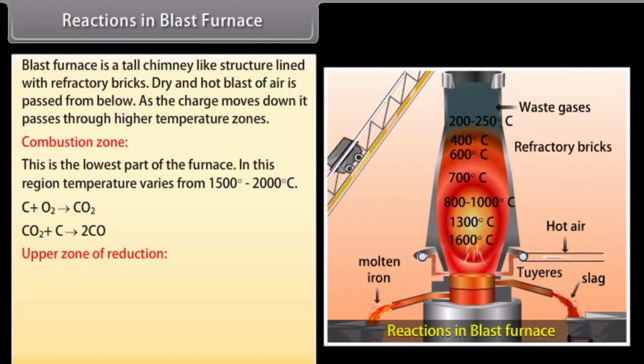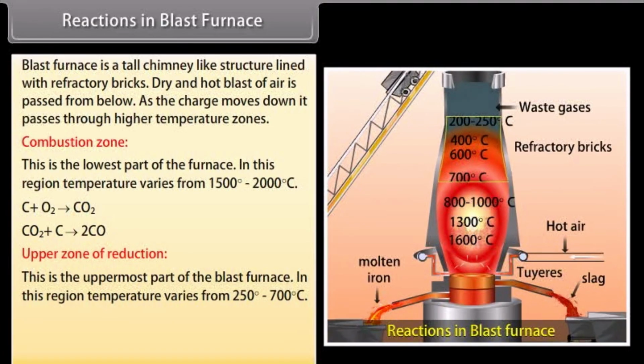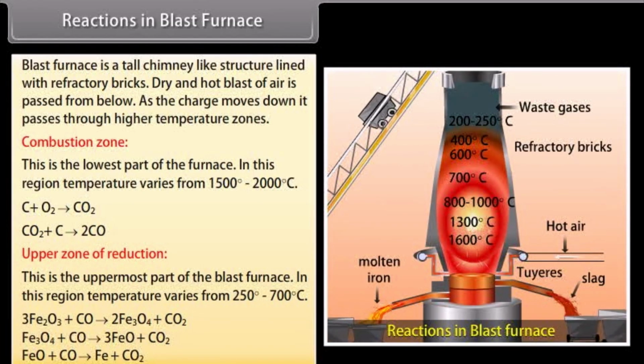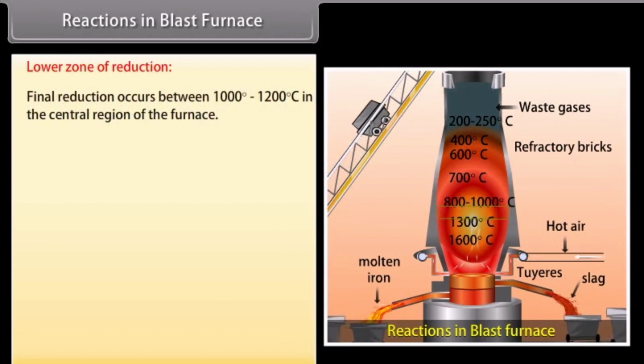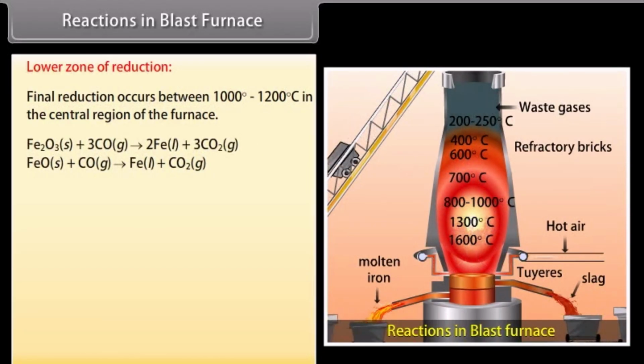Upper zone of reduction. This is the uppermost part of the blast furnace. In this region, temperature varies from 250 to 700 degrees Celsius. Here, carbon monoxide reduces oxides of iron into spongy iron. Lower zone of reduction. Final reduction occurs between 1000 to 1200 degrees Celsius in the central region of the furnace. Carbon obtained by dissociation of carbon monoxide combines with iron and impurities also get dissolved in molten iron.